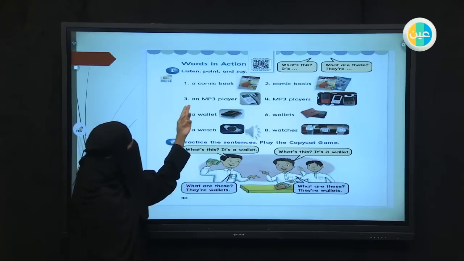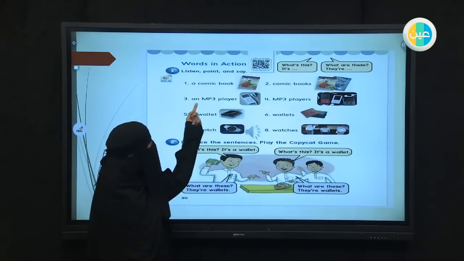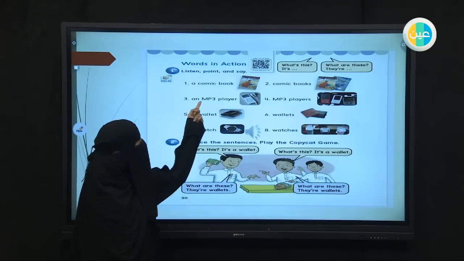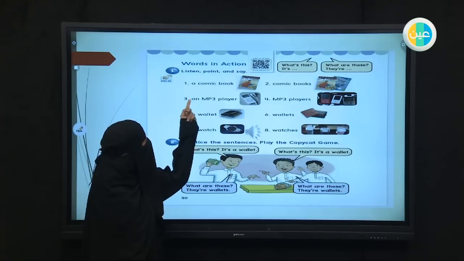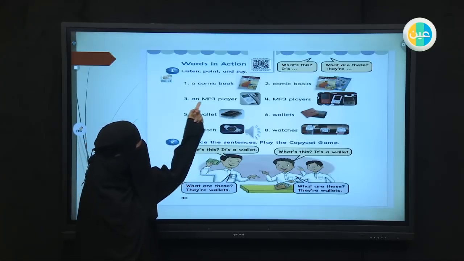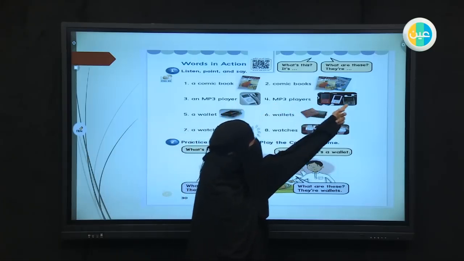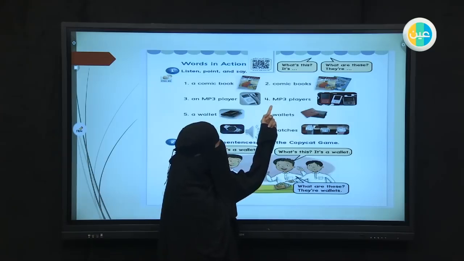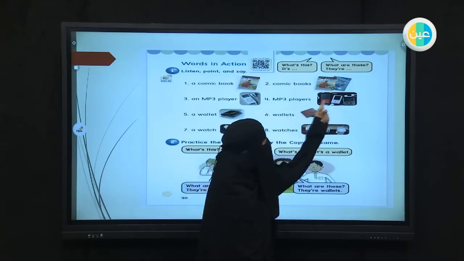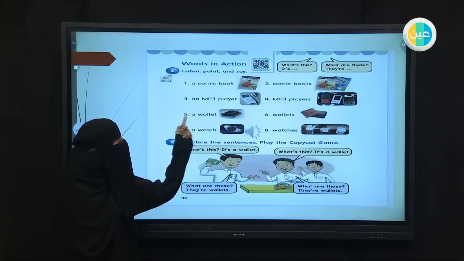In number 3, we have an MP3 player. Why do we use an here? Because the word starts with a vowel. When the word starts with a vowel, we use an. Here when we pronounce the M, the M is not a vowel, but when we pronounce it, it's like there's a vowel there, the sound of it. So you add an MP3 player. What do we have here? We have 3 MP3 players. So what do we say? MP3 players. Excellent. Here we have a wallet, one wallet, a wallet.